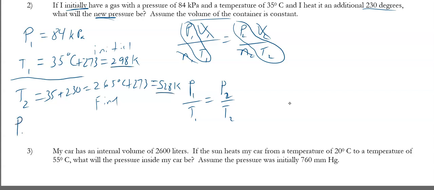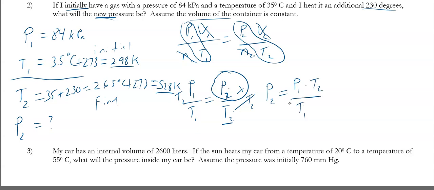And guys, remember, we're looking for P2 here. Let's go ahead and solve this for P2, and then we'll plug numbers in. So I want to isolate P2 so it's by itself, which means I need to move T2 to the other side. P2 is being divided by T2, so I'm going to multiply both sides by T2. Those will cancel, and I'll get the new pressure, P2, is equal to P1 times T2 over T1.